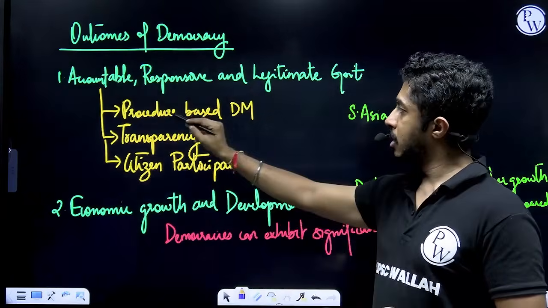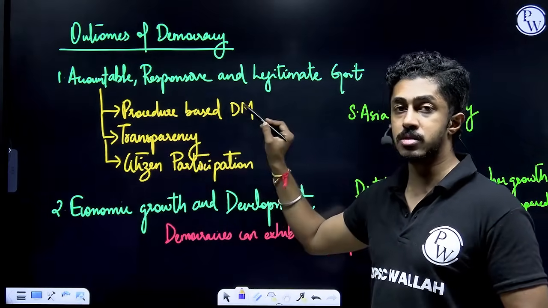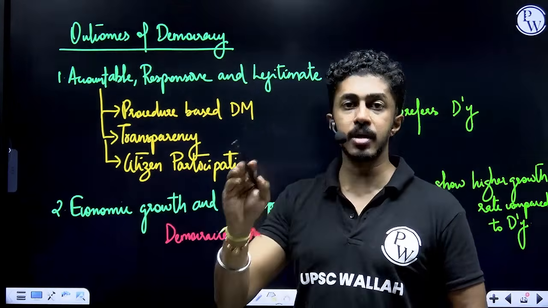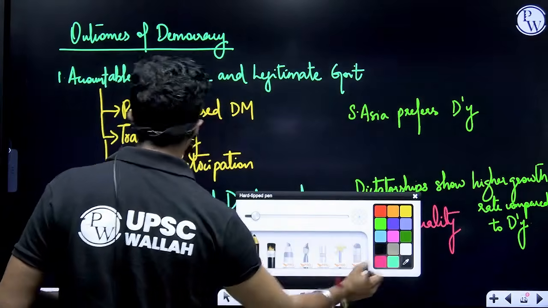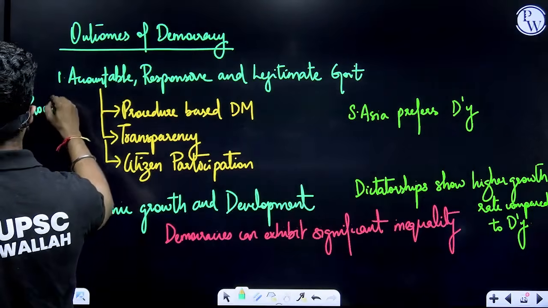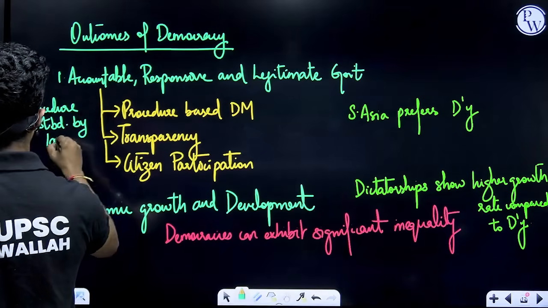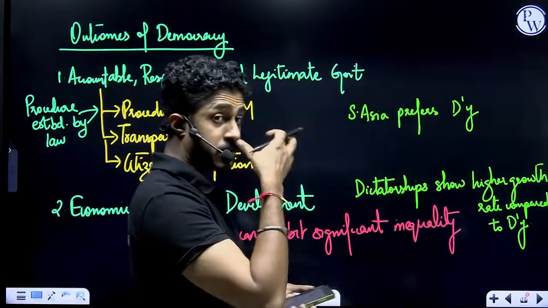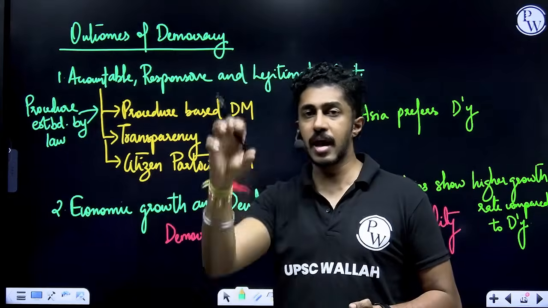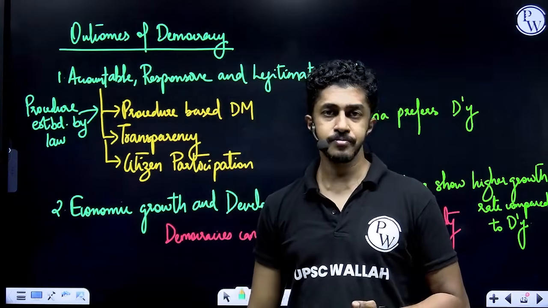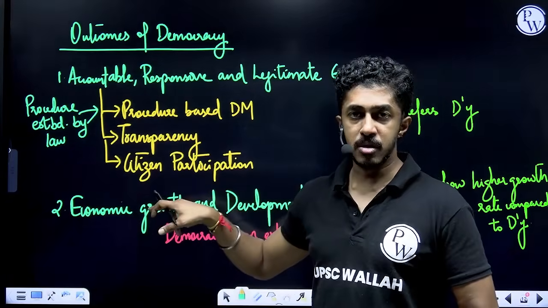What do you mean by accountable? All the decisions that are made, decision making is procedure based. Whatever decisions the central government or the state government makes, it is all based on procedure established by law. And obviously, it is transparent. Except for a few things, most of the activities of the government have to be revealed to the public through discussions in the parliament or in the state legislative assembly. You have citizens' participation in it.